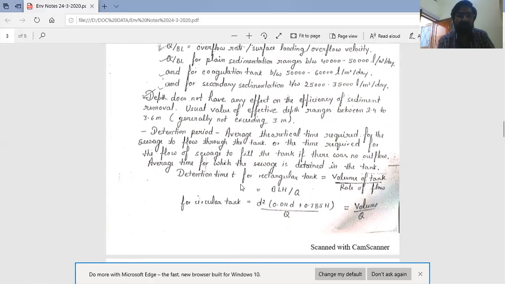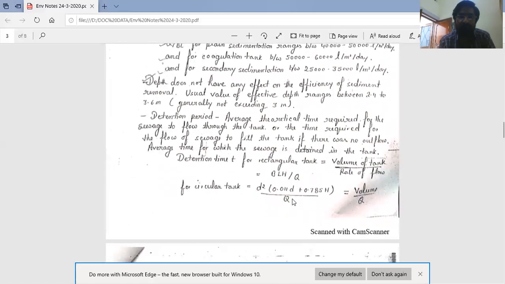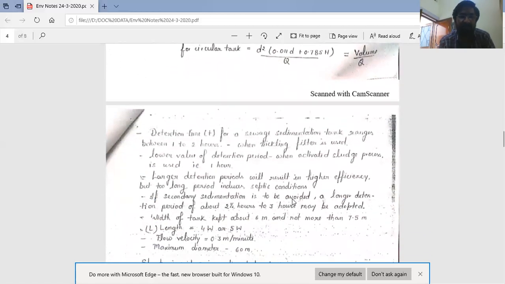So detention time T for a rectangular tank is equal to volume upon discharge. Discharge is equal to volume upon time. So detention time is volume of tank upon rate of flow, which is V upon Q, where volume is equal to width into length into height. So time t is equal to BLH upon Q, the discharge. This is the detention time.